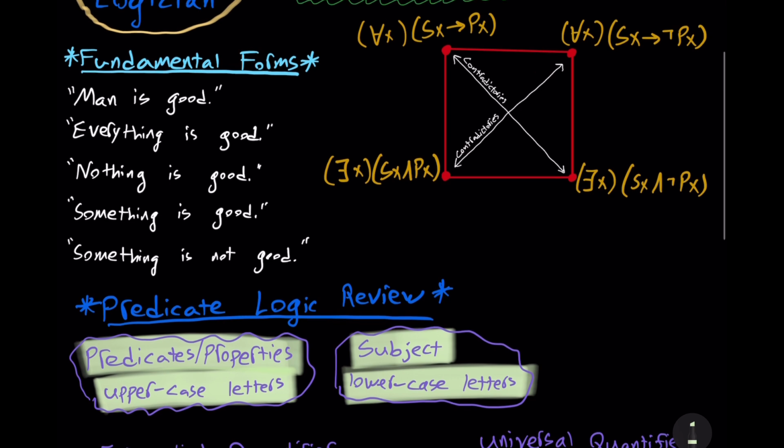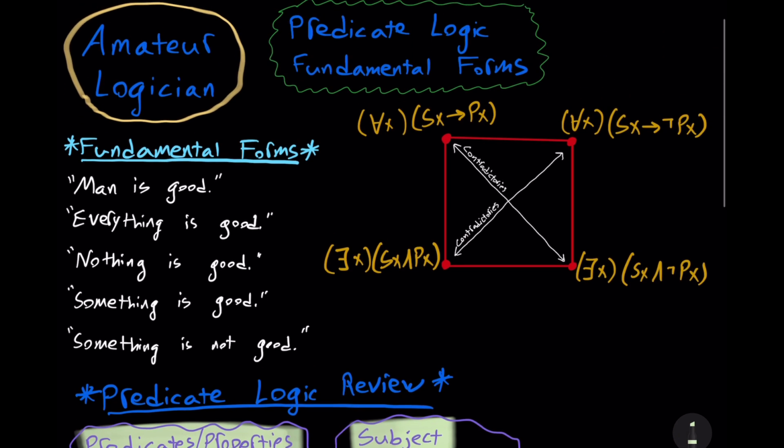So let's take the fundamental form, say man is good as an example. So note that good is the predicate and man is the subject. We're predicating goodness to man as a property, so to speak. Let's translate that into the symbolic language of predicate logic. We can get capital G, lowercase m. Note that the predicate, good, we assign the uppercase letter, capital G. And man, the subject, we assign the lowercase letter, lowercase m.